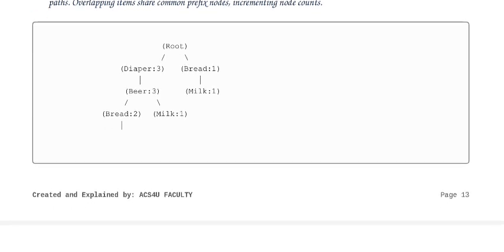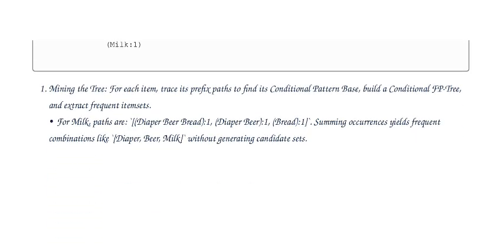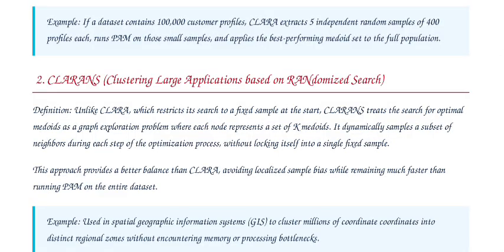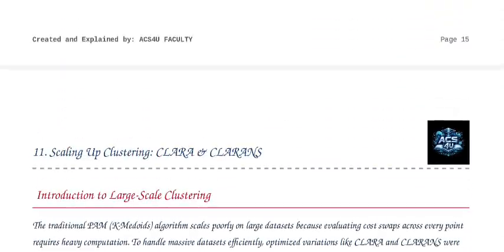You can clearly see here, mining the tree. For each item, trace its prefix paths to find its conditional pattern base. Build a conditional FP tree and extract frequent item sets. For milk, paths are diaper, beer, bread, beer, diaper, bread. Summing occurrences yields frequent combinations like diaper, beer, milk without generating candidate sets.